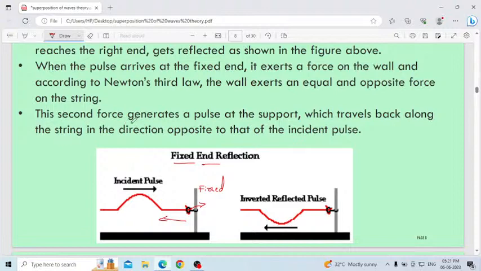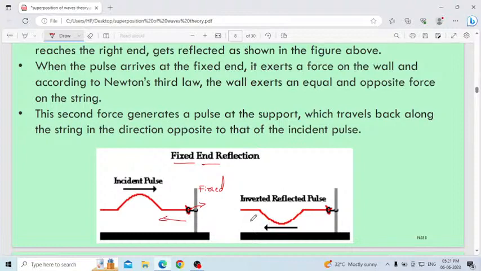This second force generates a pulse at the support which travels back along the string in the direction opposite to that of the incident pulse. This is the direction of the incident pulse. This is the direction of the reflected pulse. Both directions are opposite to each other.